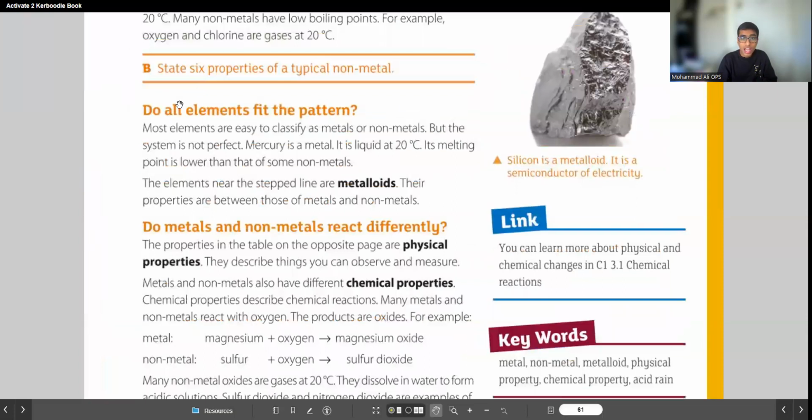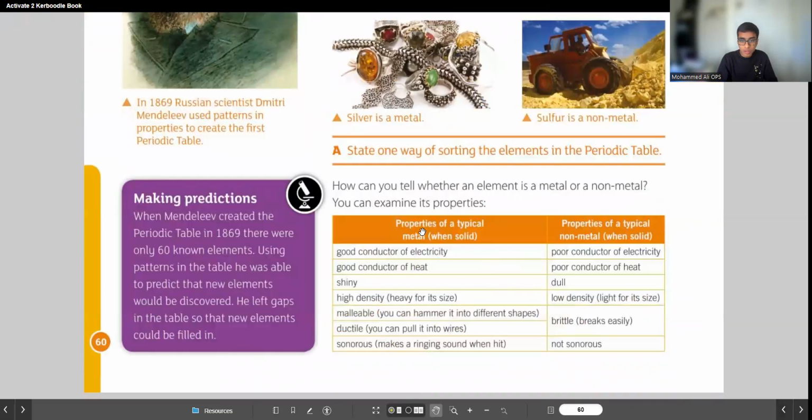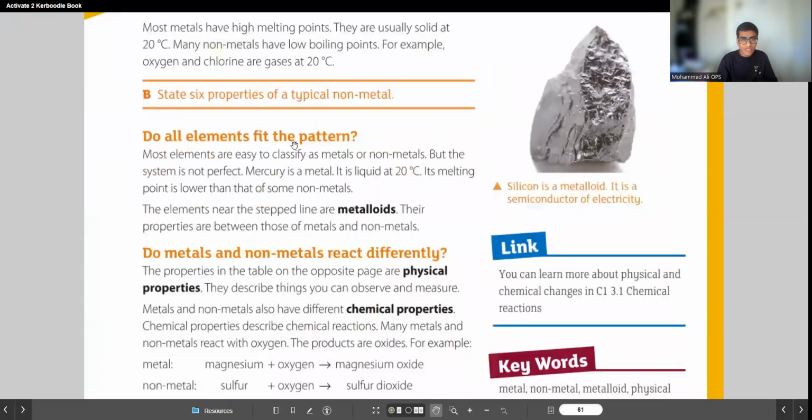This is another question that you have to know for your test. State 6 properties of a typical non-metal. As I said before, they can ask you at least 3, 4, or 6, or many more. They can tell you to just state the properties of a metal or non-metal. And right now you can just refer to this table where it says properties of a typical metal or properties of a typical non-metal. Do all elements fit the pattern?